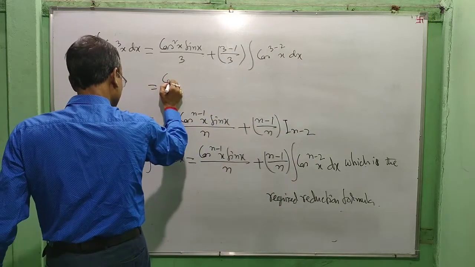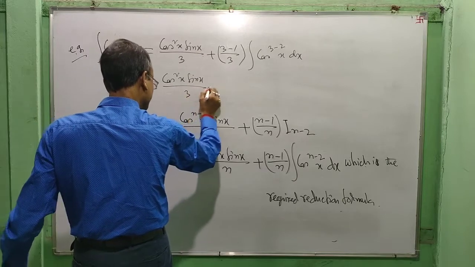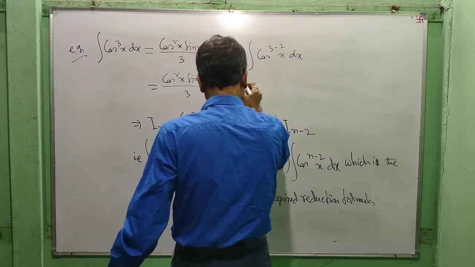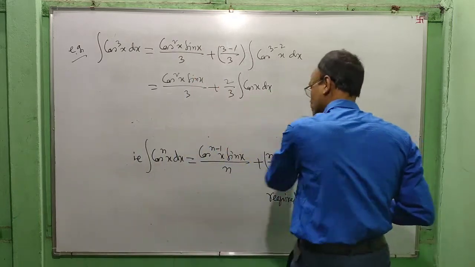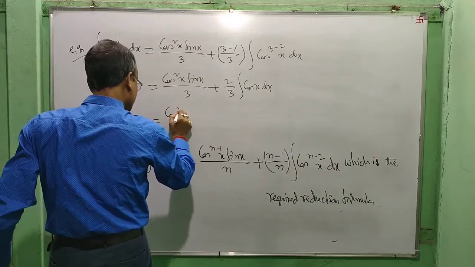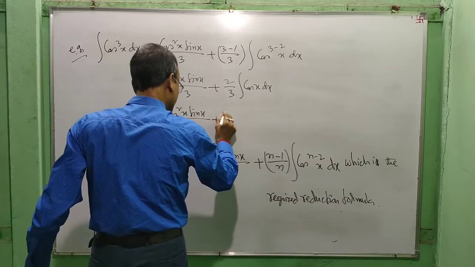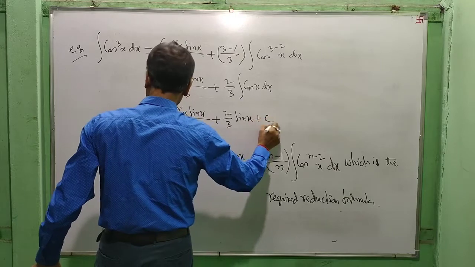This is equal to cos square x sin x divided by 3 plus 2 by 3 integration cos x dx. This is equal to cos square x sin x divided by 3 plus 2 by 3 sin x plus the constant of integration c.